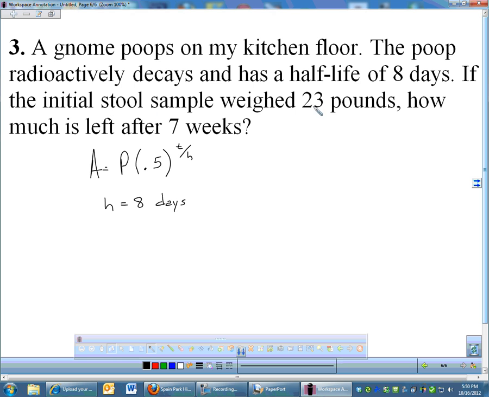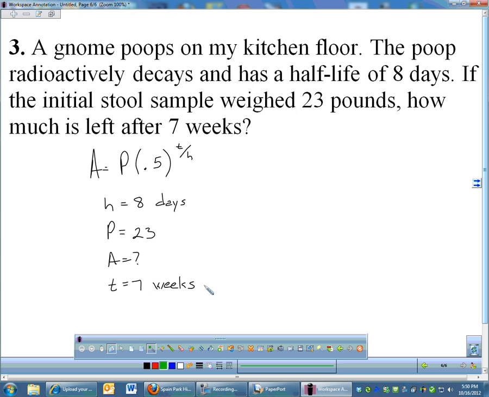If the initial stool sample weighed 23 pounds, now that's the initial amount was 23 pounds. How much is left? So we want to know how much is accumulated after 7 weeks. Now here I'm trying to be tricky because I gave you 7 weeks. And what's tricky about that other than my jacked up W's? 7 weeks. Ooh, my half-life is in days. So what we have to do is actually convert 7 weeks to days. And 7 weeks is going to be 49 days.